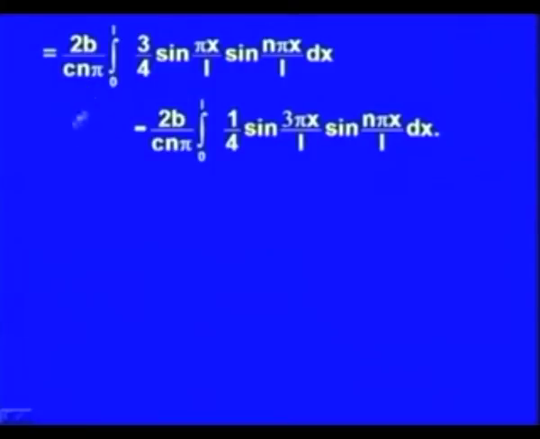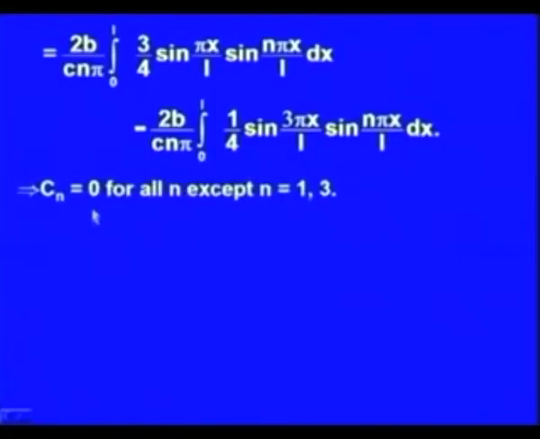So, C_n is equal to 2b over (c n π) integral 0 to L 3/4 sin(πx/L) sin(nπx/L) dx. We have broken the right hand side into two parts corresponding to the two terms in the expression for sin cube(πx/L). So, we have the right hand side as this and minus 2b over (c n π) integral 0 to L 1/4 sin(3πx/L) into sin(nπx/L).